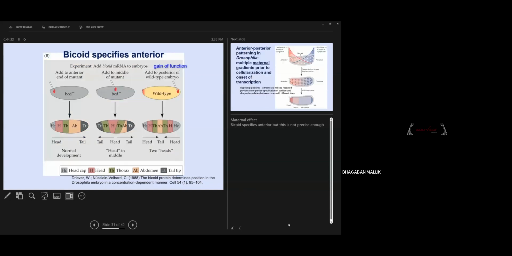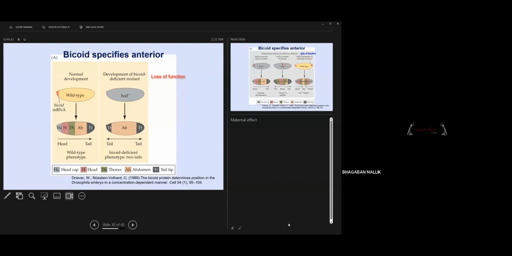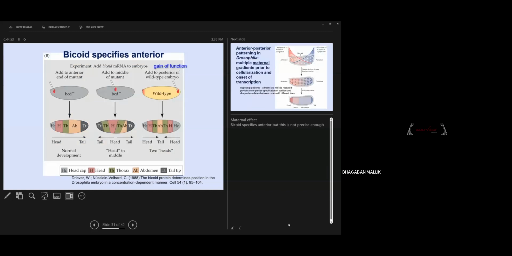Now another study. This is a bicoid mutant. Coming back to the previous slide, in the bicoid mutant there is tail on either side, no head. If you inject bicoid mRNA in the anterior side here, same thing they have done, you can see that there is development of a head in this mutant, which suggests that bicoid is an anterior specific gene.